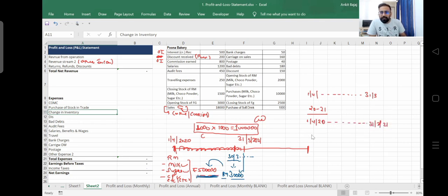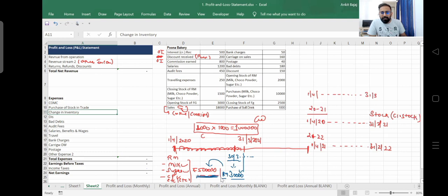Again, next year, that is 2022, what will the company do? Company will prepare fresh books. So company will open their books from 1st April 2021 till 31st March 2022. Right. So here, whatever stock remains, this is going to be the closing stock.